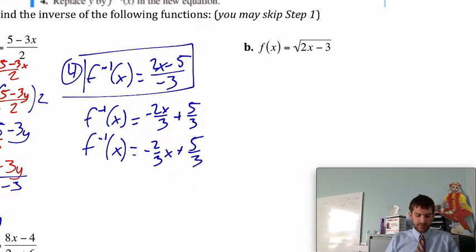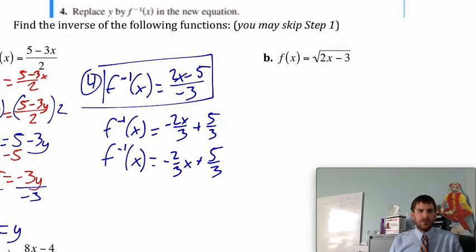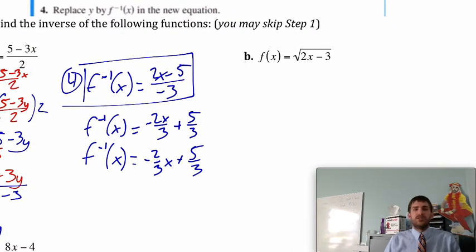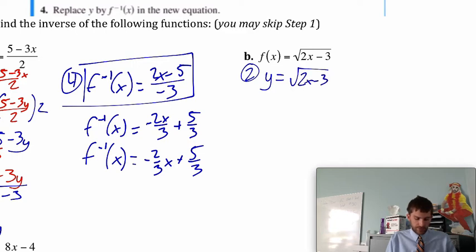Letter B, let's give this a shot. So again, we're going to skip step 1, even though we did step 1 for the first one. I'm just going to tell you these are going to have inverses. We don't need to worry about it. Or inverses that are functions, to be specific. So the first thing we're asked to do is set it equal to y equals, instead of f of x equals. So we got y equals the square root of 2x minus 3.